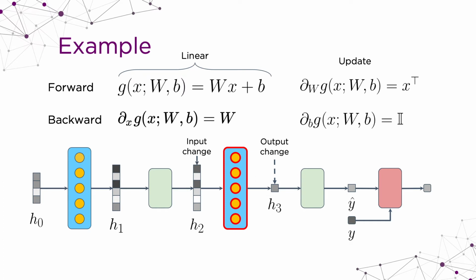Now I have my dense module. Dense, I will receive a vector H. I will do my matrix vector multiplication plus b. So the backward, we see that the derivative will be W. And the update, I must implement it because I have parameters inside this module. And it will be H transpose, and identity for b.